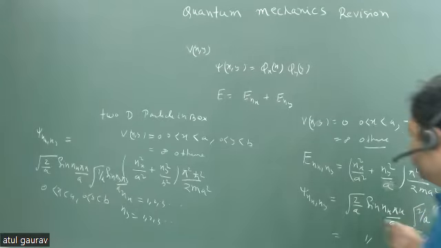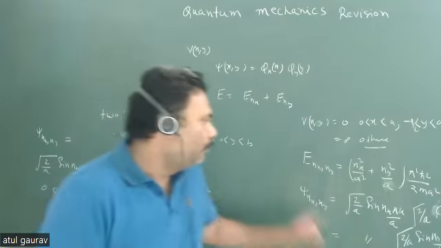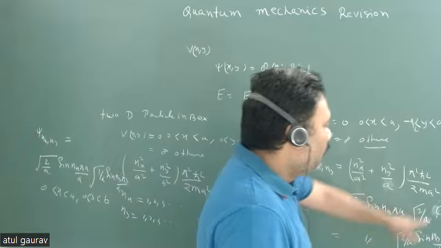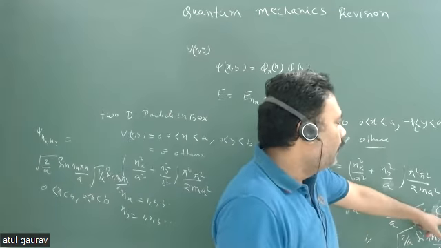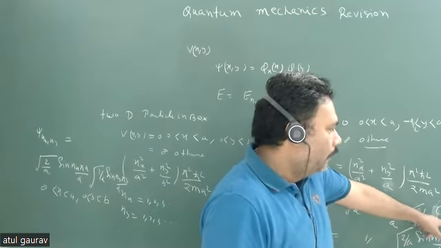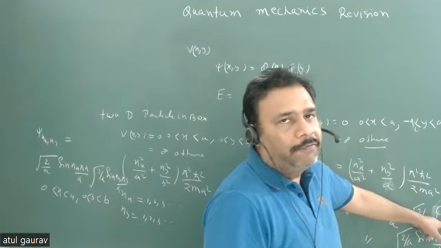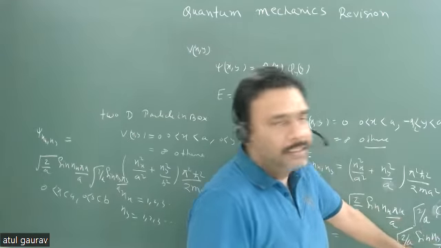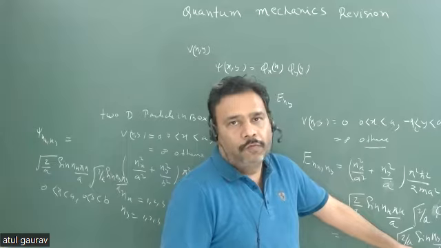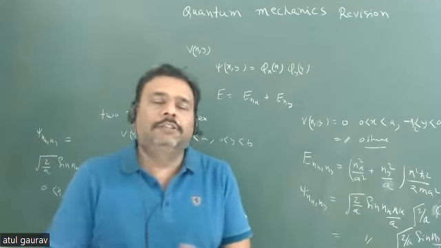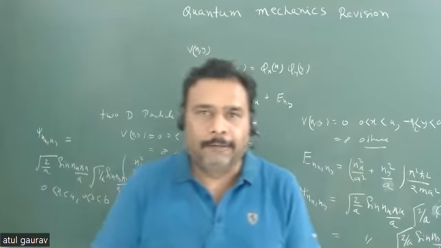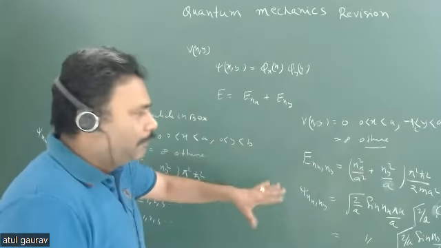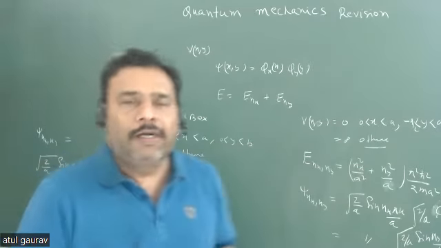But in these quantum numbers, nx is always the same: 1, 2, 3, 4, 5. But here, what is the value of ny? If you have the cos function, then ny is 1, 3, 5, and so on. If you have the sine function, ny is equal to 2, 4, 6, and so on. Because you have to also see the parity part. We have to see the parity part for x separately, and for y separately.